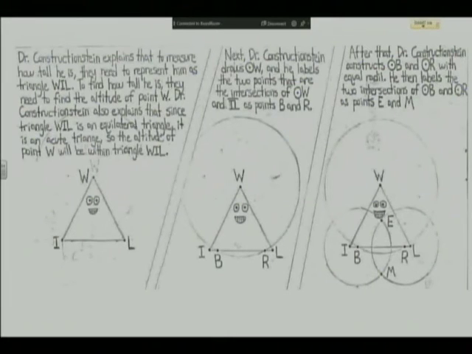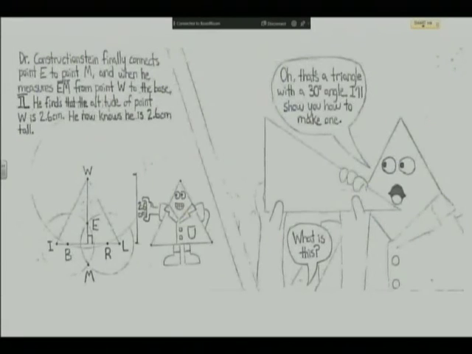Next, Dr. Construction Stein draws circle W. He labels the 2 points where circle W intersects segment IL as points B and R. After that, he constructs circle B and circle R with equal radii and labels the 2 intersections of circles B and R as points E and M. Dr. Construction Stein finally connects the 2 points E and M, and when he measures EM from point W to the base IL, he finds that the altitude is 2.6 centimeters. He knows he is 2.6 centimeters tall.